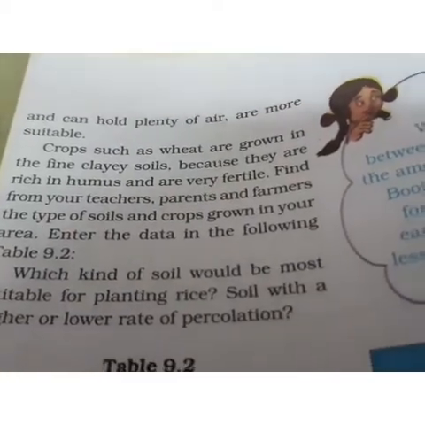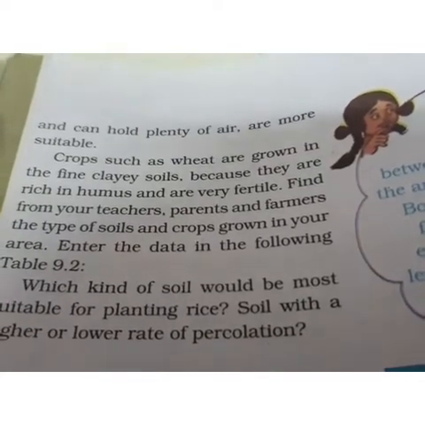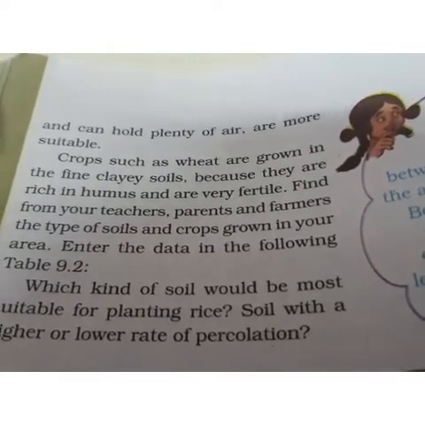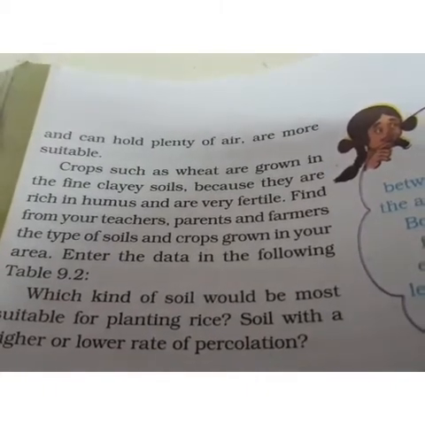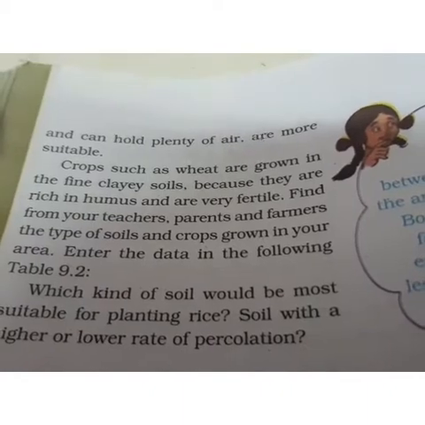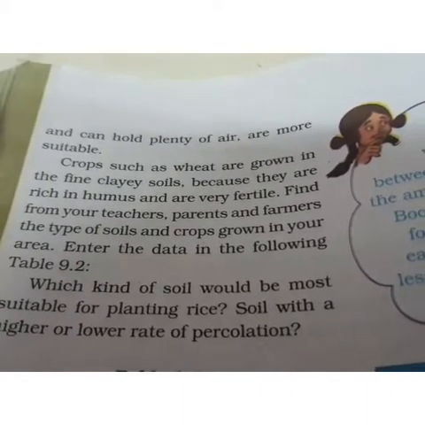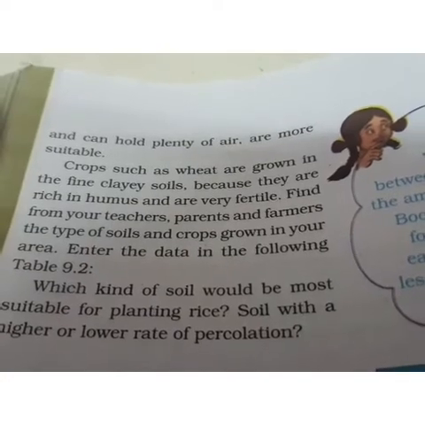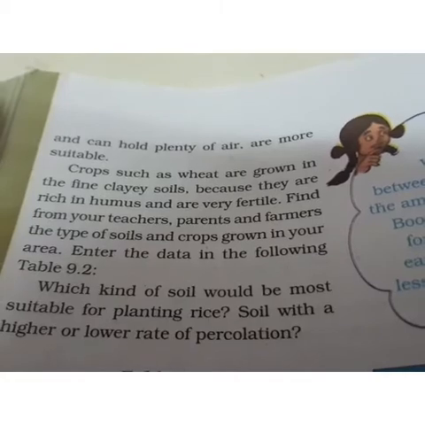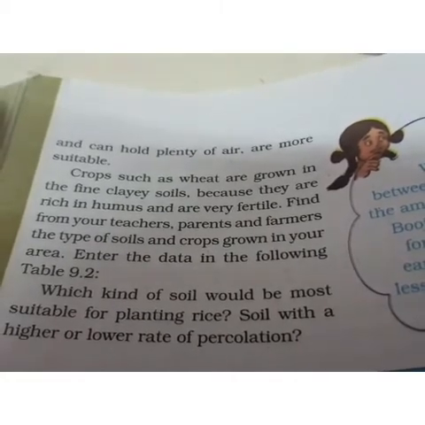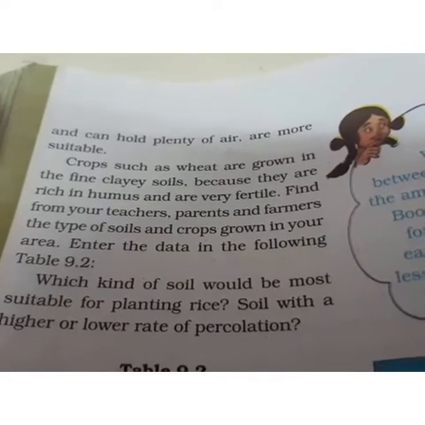Now for the cotton crop, the sandy loamy soil or loamy soil is good, which can hold plenty of air, not plenty of water, but plenty of air, and is more suitable to grow cotton. Crops like wheat grow very well in fine clay soil because it contains a lot of humus, which makes the soil very fertile, and that is why the wheat crops grow nicely. A good quality of crop grows in that soil.